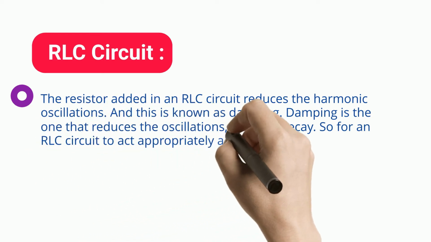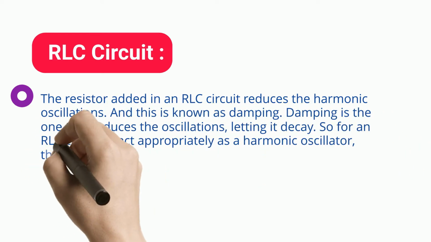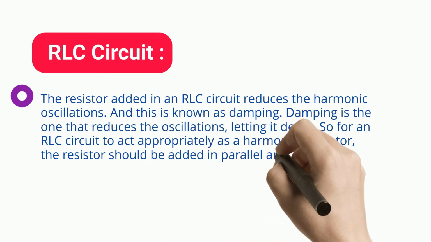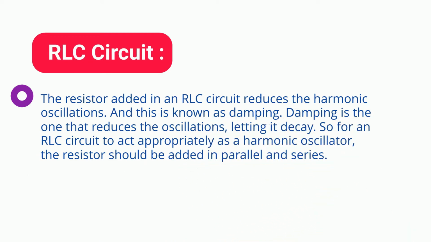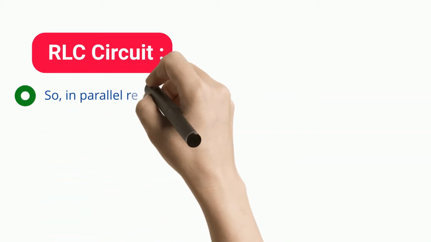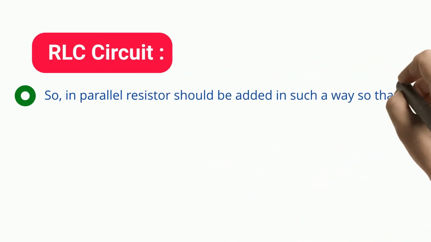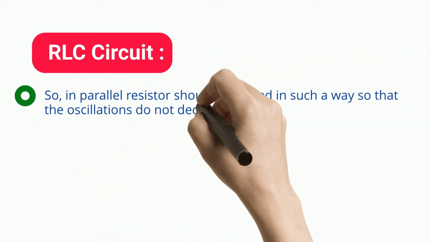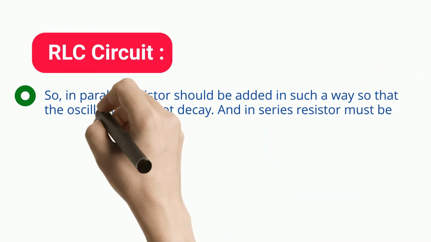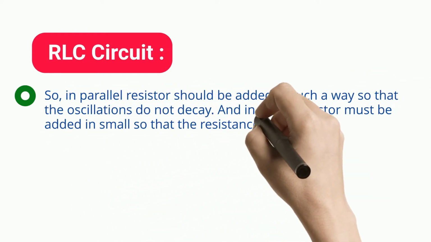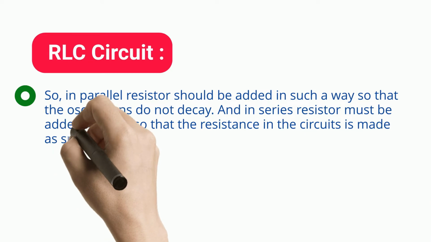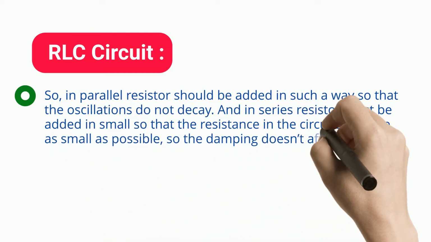So for an RLC circuit to act appropriately as a harmonic oscillator, the resistor should be added in parallel and series. In parallel, the resistor should be added in such a way that the oscillations do not decay. And in series, the resistor must be small, so that the resistance in the circuit is as small as possible, so the damping doesn't affect the oscillations.